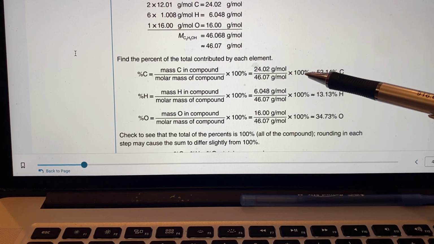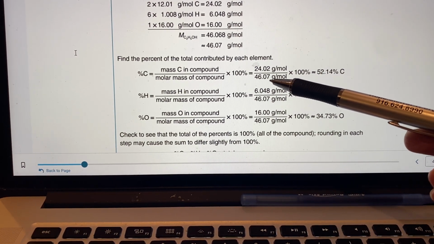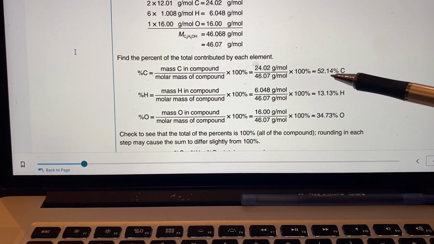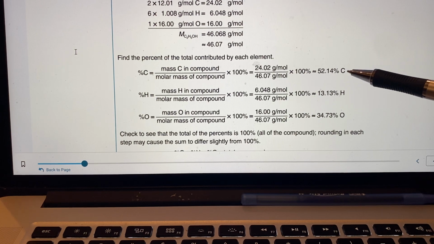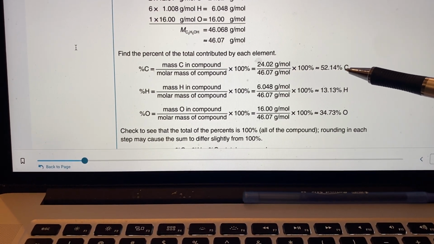46.07, and then you're going to times it by 100% so you can get it in percent. So anyway, if you divide this out, you're going to get 52.14%, right? And that's going to be the percent of carbon. 52% is going to be carbon.